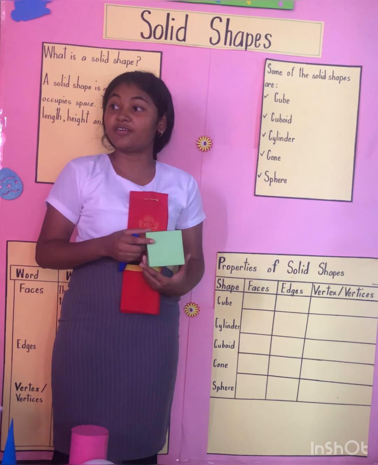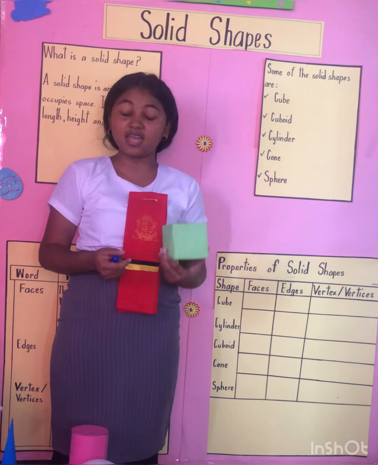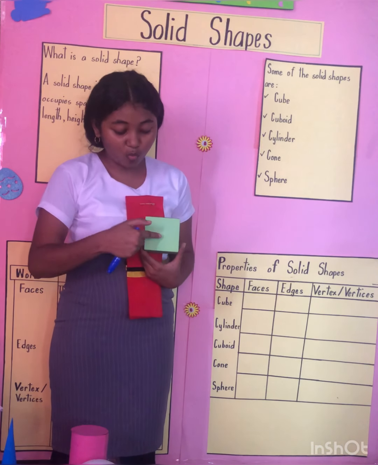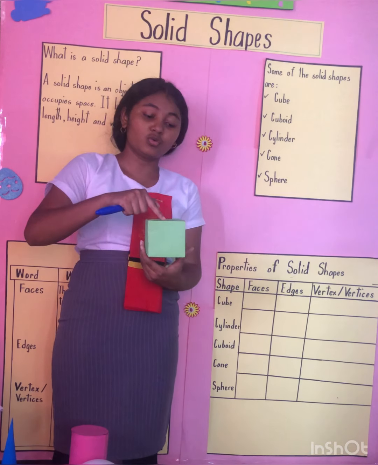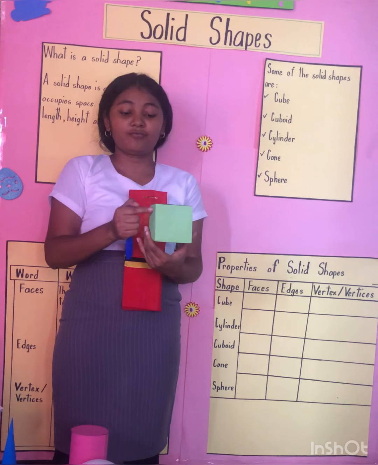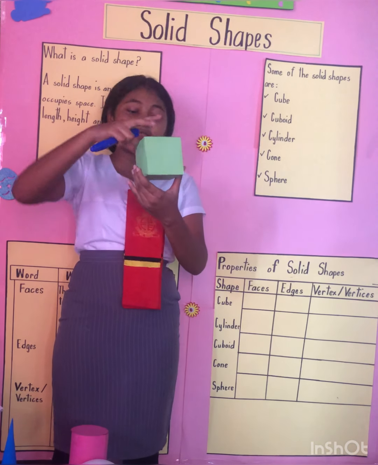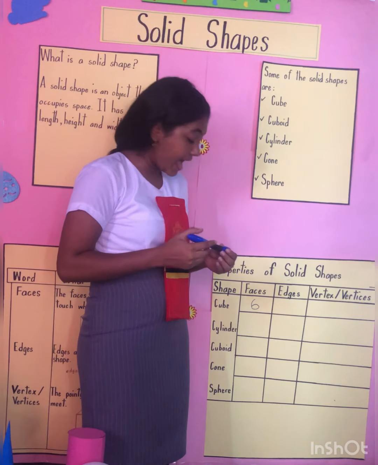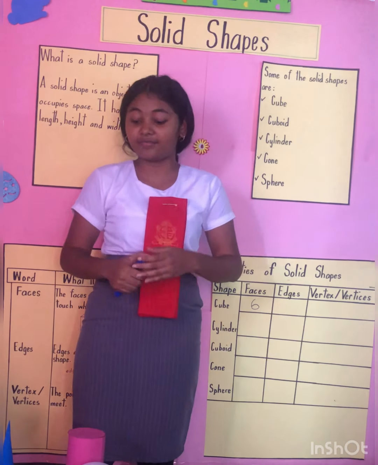Okay, so Sarah is saying 6. Now let us see if a cube has 6 faces. So we have 1, 2, 3, 4, 5, and 6. She is correct. Now how many edges does a cube have, class?